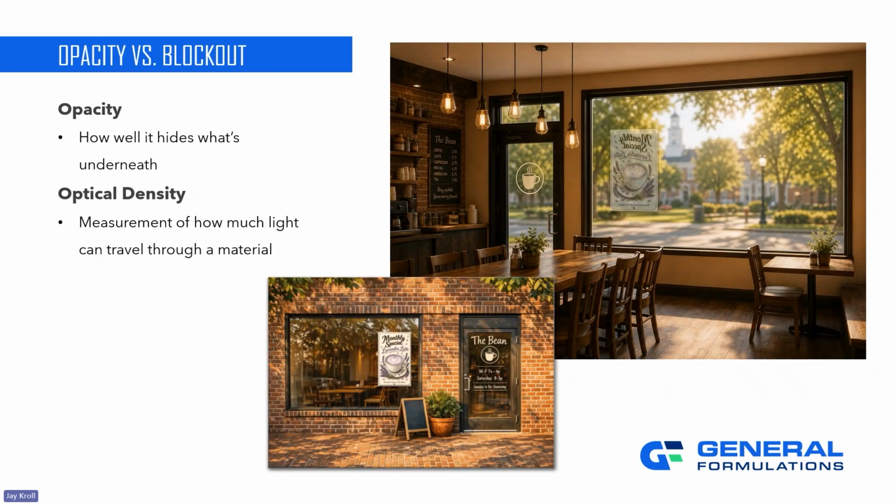nerdy. When we talk about opacity, what we really have is a measurement of visual blocking, how well the film hides what's underneath. Blockout, on the other hand, is a function of what's called optical density. It's a measurement of how much light can travel through a material. Your film can be super opaque, 99% opacity or better, and still not be blackout. And if it's not blackout, light can get through the image. Like you see here, it kind of ghosts out or lightens up that image on the inside.